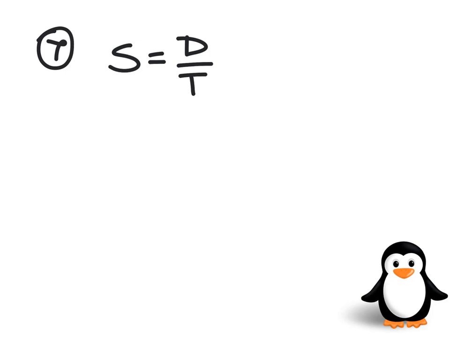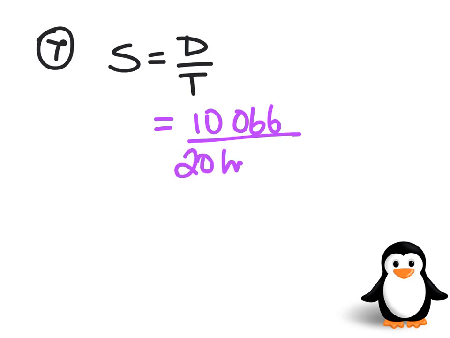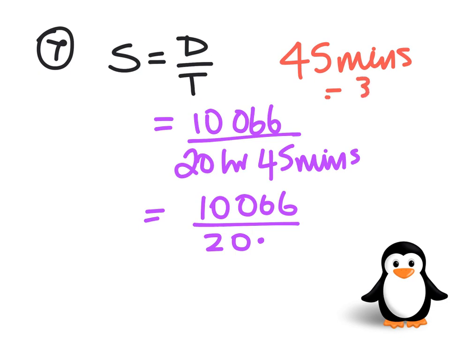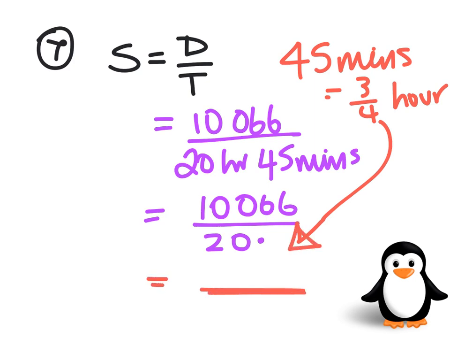Question 7, the plane journey that's going back from Sydney to New York. So the distance it's flying is still the same, 10,066 miles. Now the time it takes is 20 hours and 45 minutes. So the problem with this question is, what on earth are we going to put in our calculator for the 45 minutes, for the decimal point here? Now you know that 45 minutes is equal to 3/4 of an hour. You should know what 3/4 is as a decimal to put in here to get the final answer.